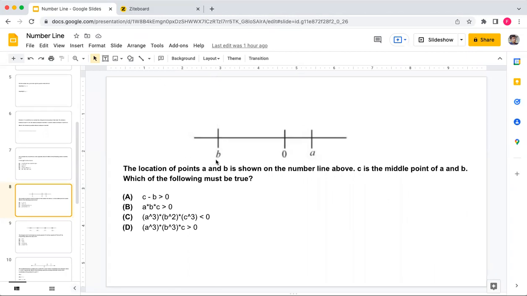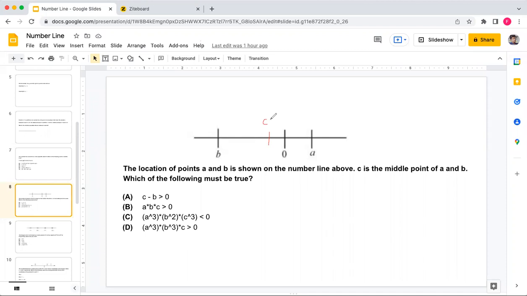Okay, option A. So let's see different scenarios. The location of point A and B is shown on the number line above, right? So just by seeing that, we are pretty sure about one thing, that the absolute distance between O and A is less than the absolute distance between O and B. The other thing is that C is the middle point of A and B. So C must lie somewhere between and on the left side of 0. Everyone agree on this point?